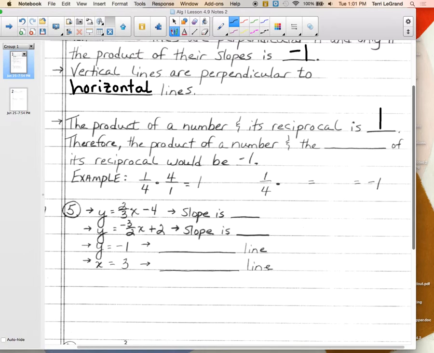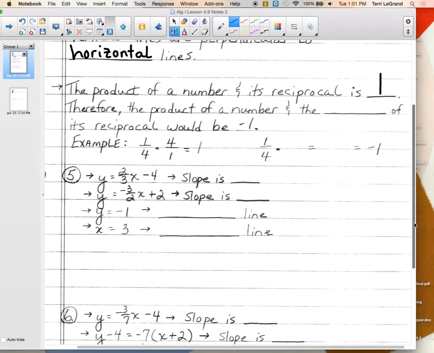But for us to be able to prove that lines are perpendicular, their product has to be -1. So what we're going to do is take the product of a number and the opposite of its reciprocal. In other words, instead of just multiplying by the reciprocal, if you multiply by the opposite of the reciprocal, then you should get a -1.